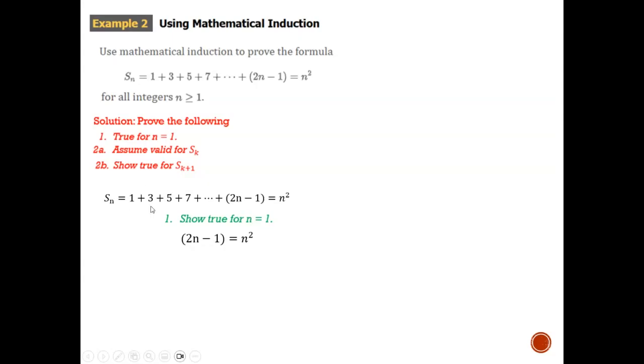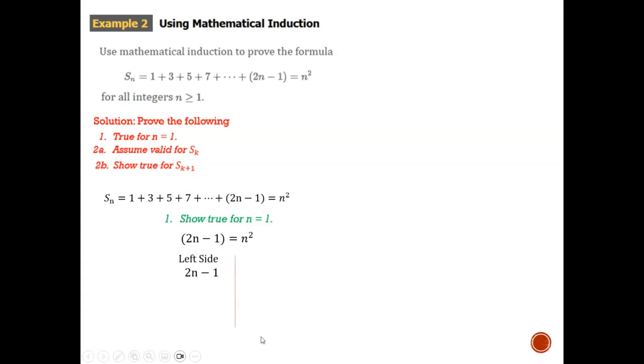If we were going to use 2, then we're looking at the 2 terms over here, and you're plugging in a 2 over here, whatever, right? So here we go. This is the formula. The first term is 1. Does that equal n squared when I plug in the 1 on both sides, right?